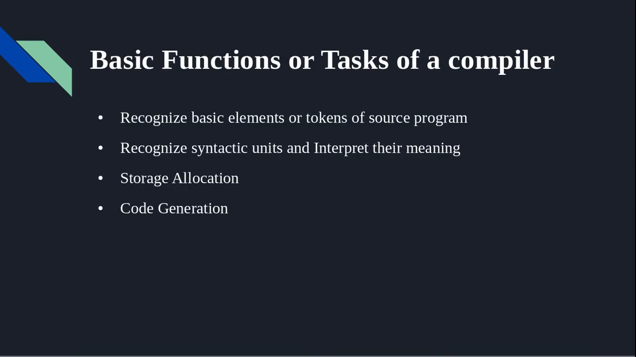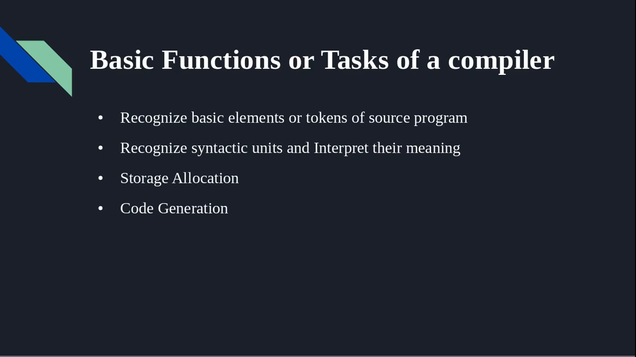Now we are moving on to the basic functions or tasks of a compiler. In this system programming subject, mainly we are talking about the compiler in terms of its basic functions or tasks. So the main four basic functions or tasks of a compiler are recognize basic elements or tokens of source program, then recognize syntactic units and interpret their meaning, then storage allocation and code generation.